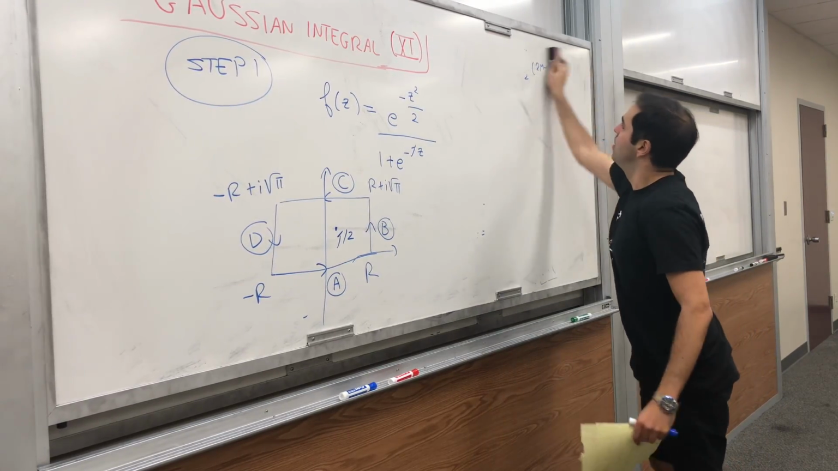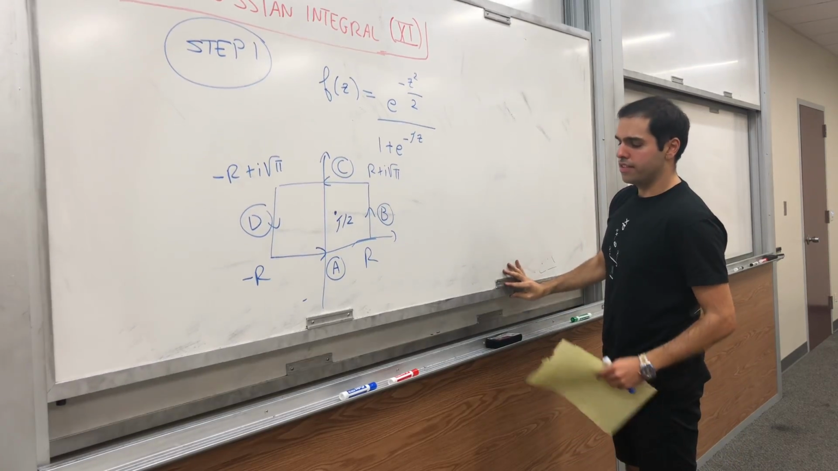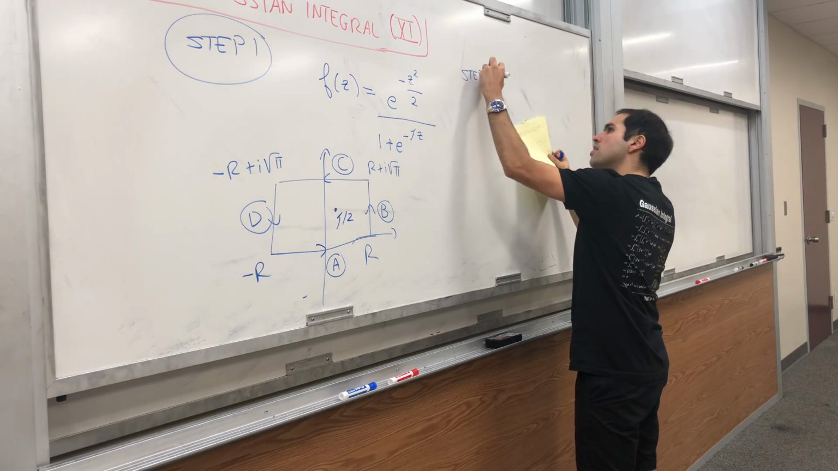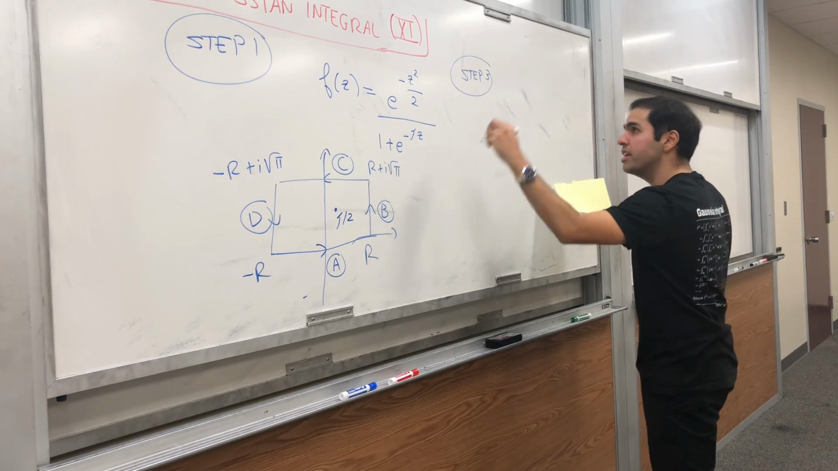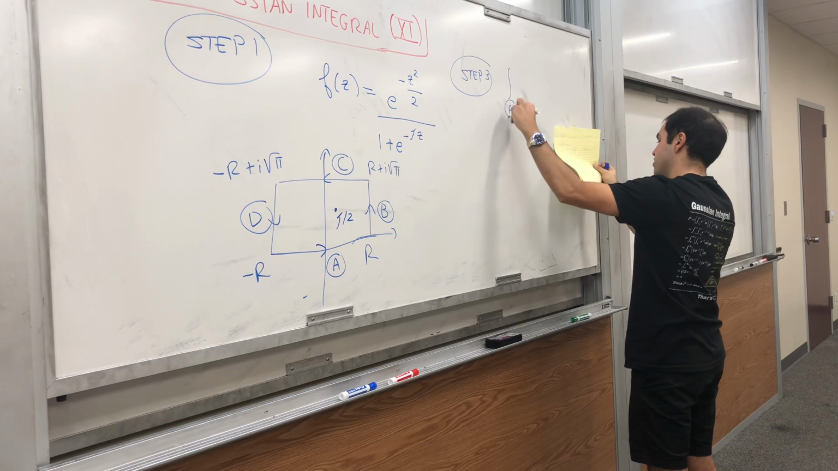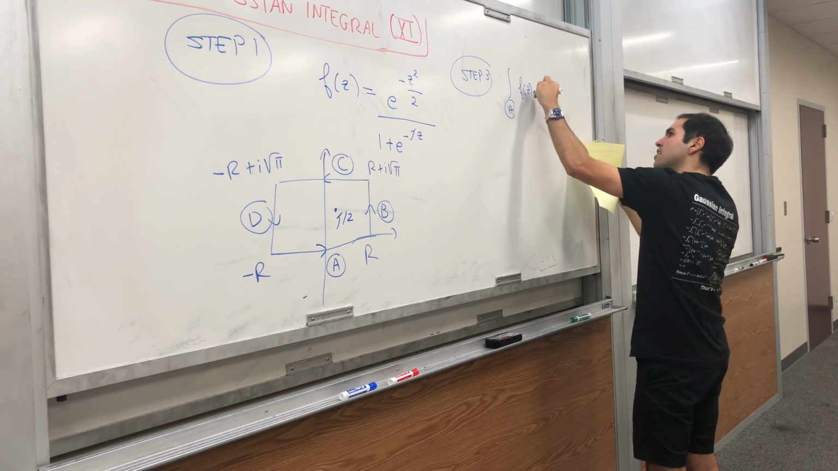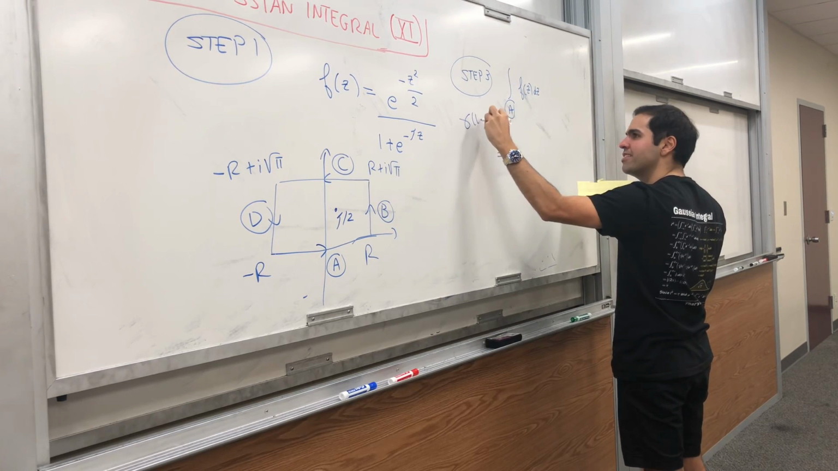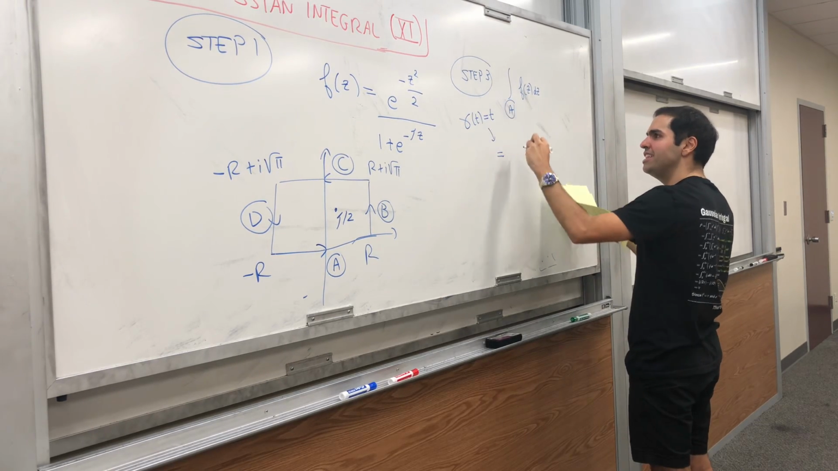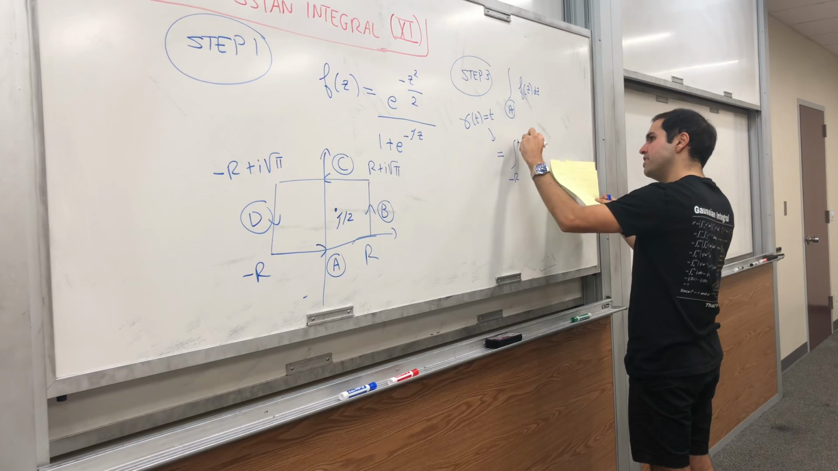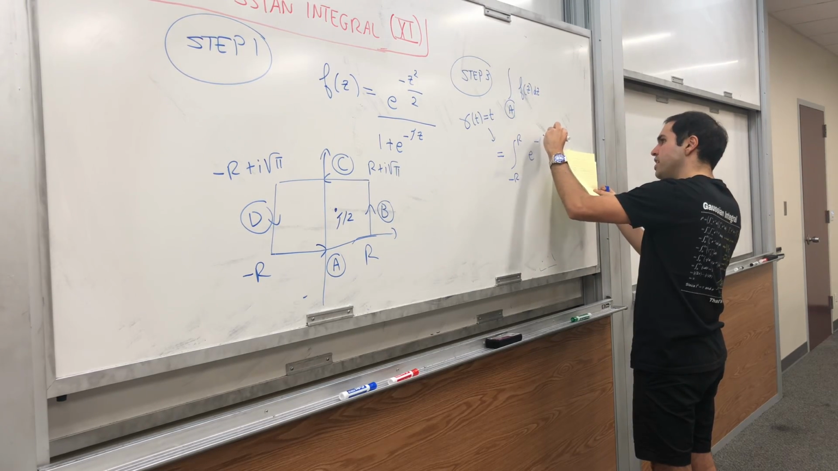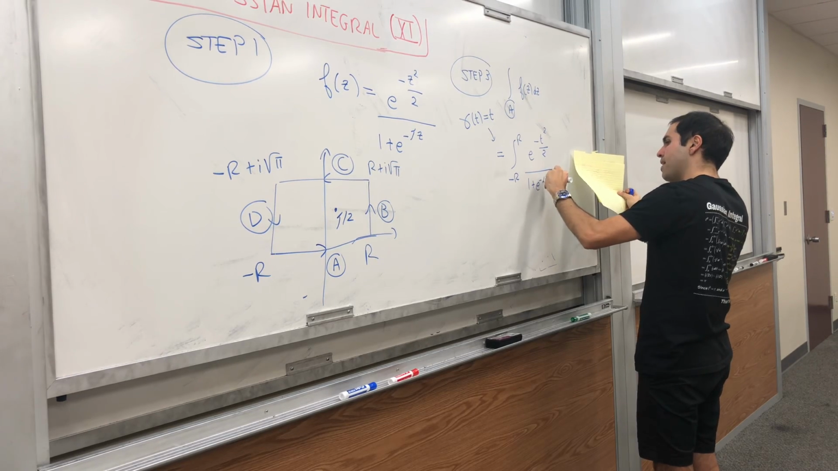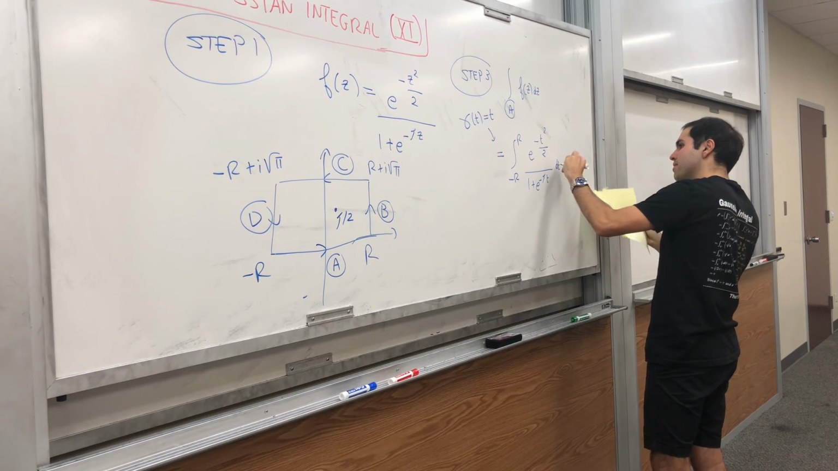So let's see, I think that's step 3. So let's integrate over the region A. So f of z dz. That's not too bad to do, because you can just parameterize the path as gamma of t equals t, and it becomes the integral from minus r to r of e to the minus t squared over 2 times 1 plus e to the minus tau t dt.